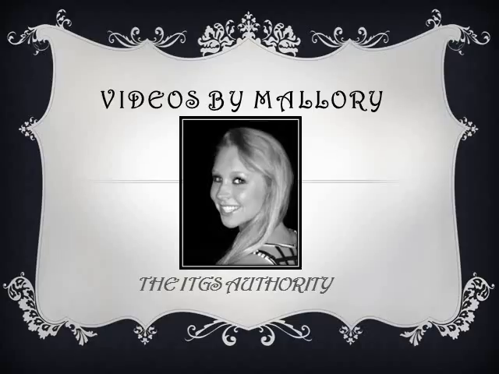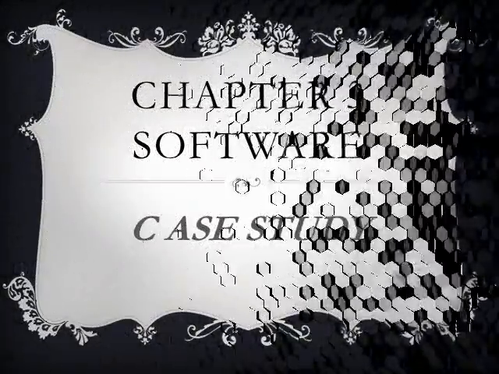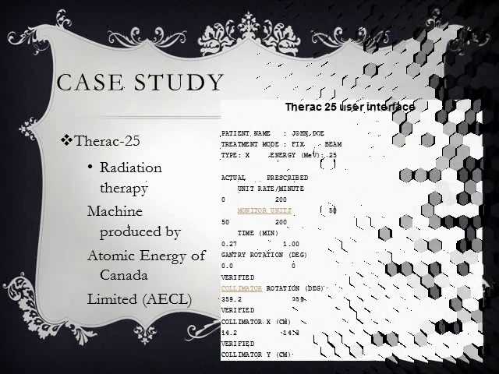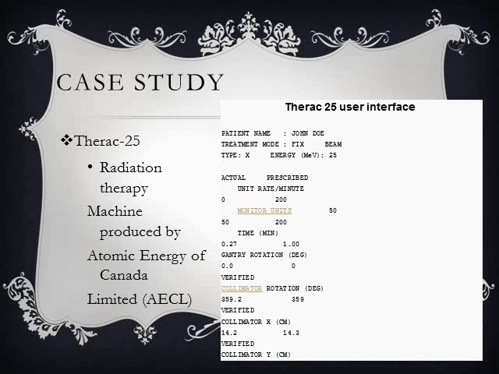Today, in this video, we're going to talk about a specific case study. What we're going to talk about is the THERAC 25, which had some software issues. It was a radiation therapy machine produced by Atomic Energy of Canada Limited, also known as the AECL, after the THERAC 6 and the THERAC 20 units.